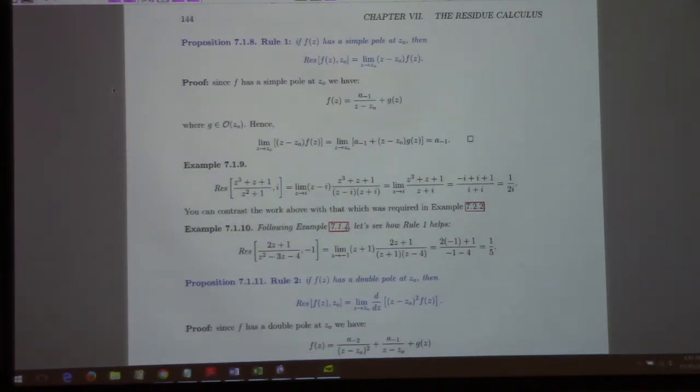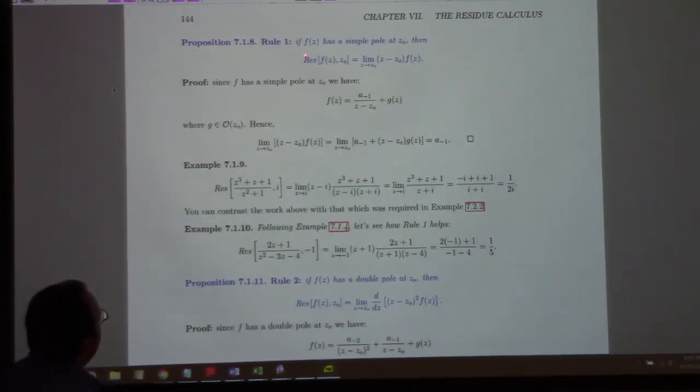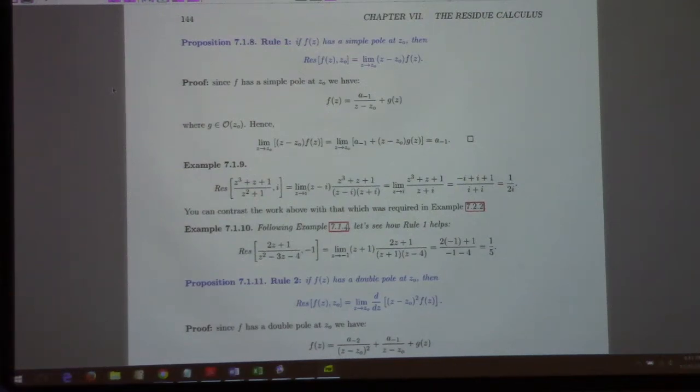And so here are the kind of nice simplifying formulas. Rule number 1: if f of z has a simple pole at z naught, then the residue you can get from just multiplying the function by z minus z naught and taking the limit as z goes to z naught. It doesn't seem especially useful, but it is. All right. And the proof is really simple to understand. If it is a simple pole, it looks like that. If you multiply this by z minus z naught, then you get a to the minus 1 plus z minus z naught times an analytic function. As z goes to z naught, this goes to 0, and you're just left with a minus 1, which is the residue.